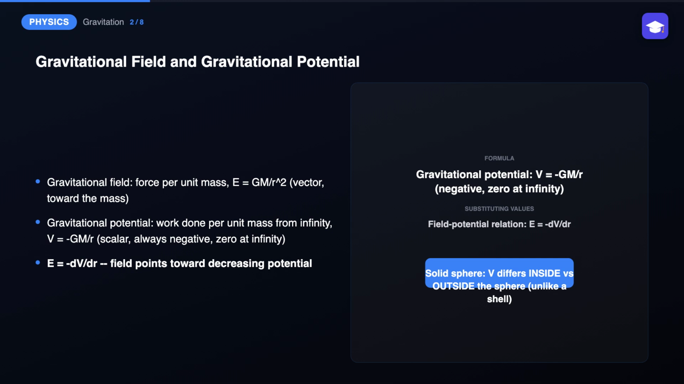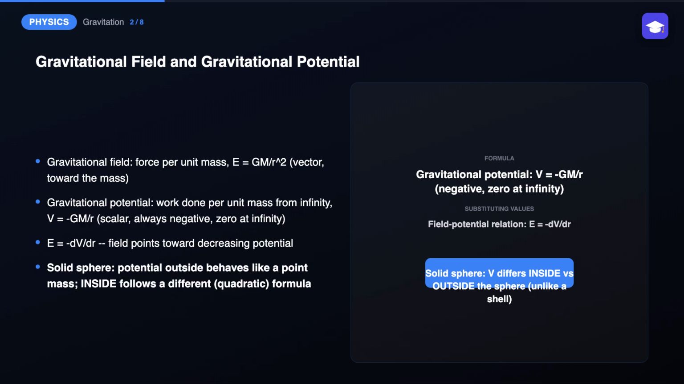The relationship between field and potential is that the field equals the negative gradient of potential; in one dimension, E equals minus dV by dr, meaning the field points in the direction of decreasing potential, and physically, the field is strongest where potential changes most rapidly with distance.